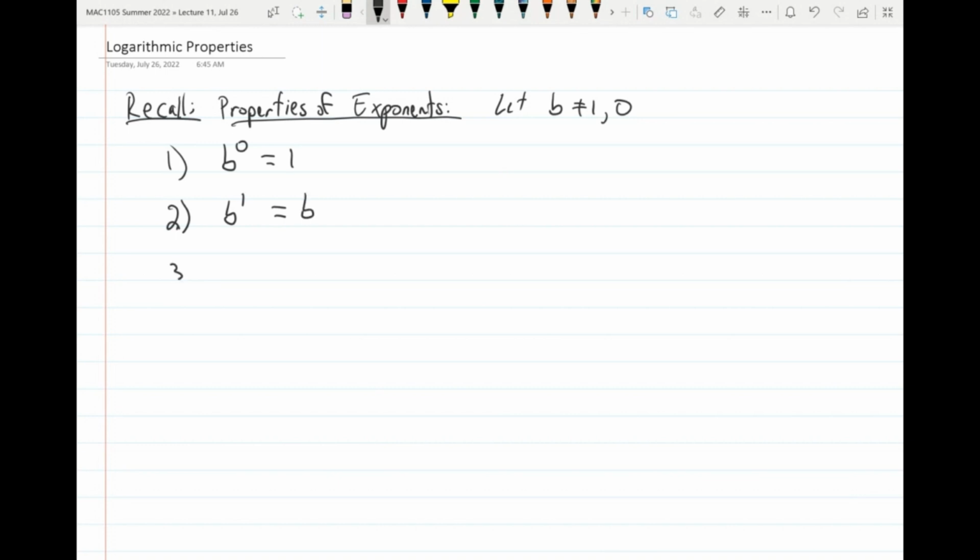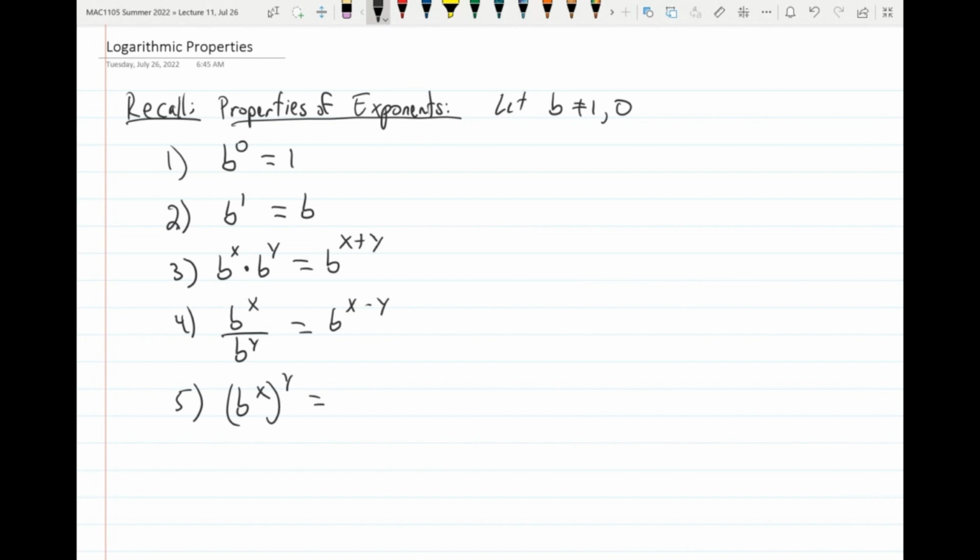B. Okay. So now if you have b to the x times b to the y, what is this equal to? B to the x plus y, right? And then if you have b to the x over b to the y, what is this? B to the x minus y. And then finally, if you have b to the x to the y, what is this? B to the x times y.